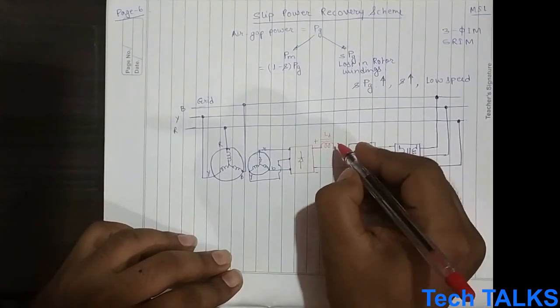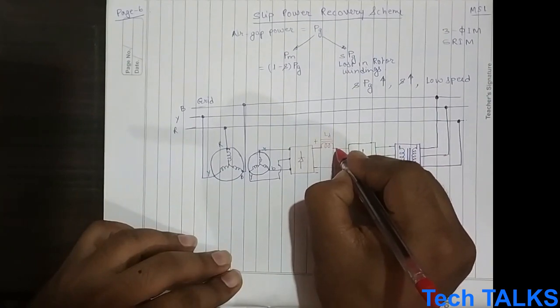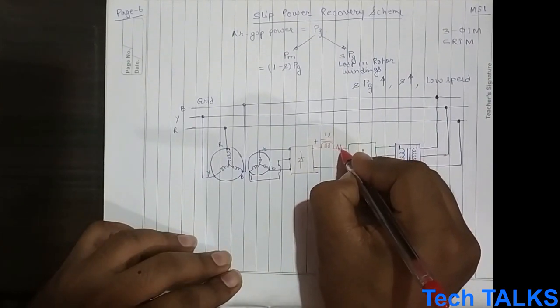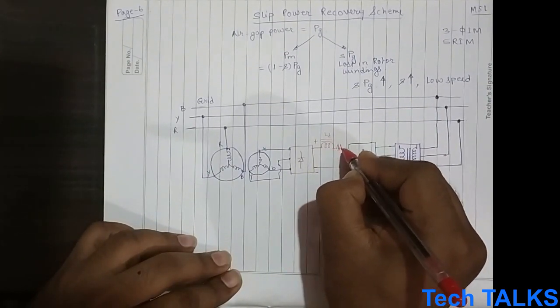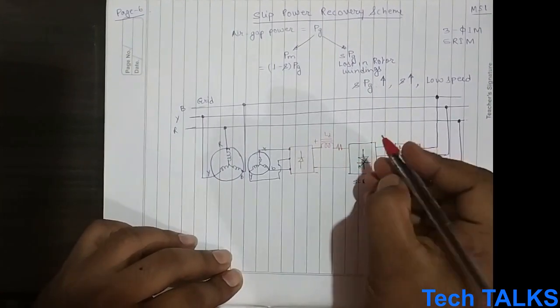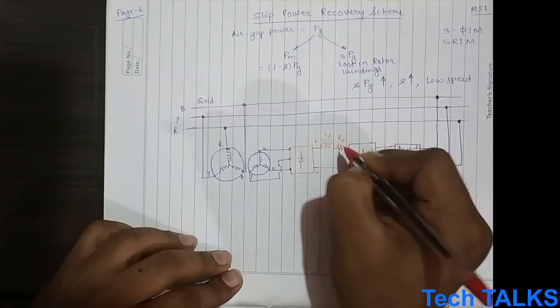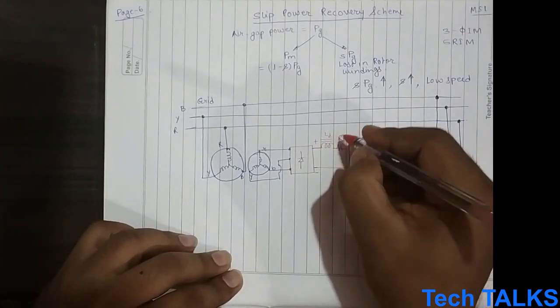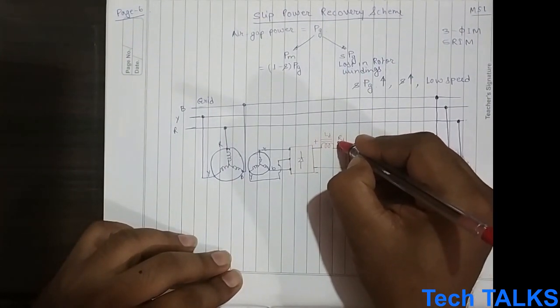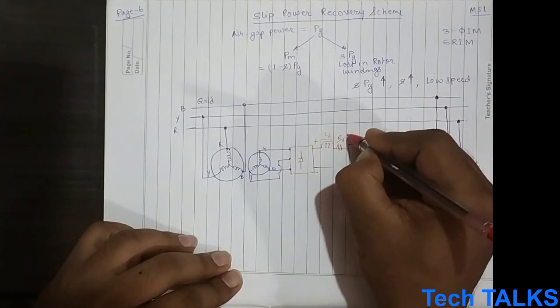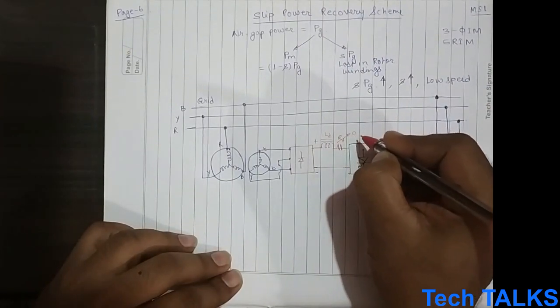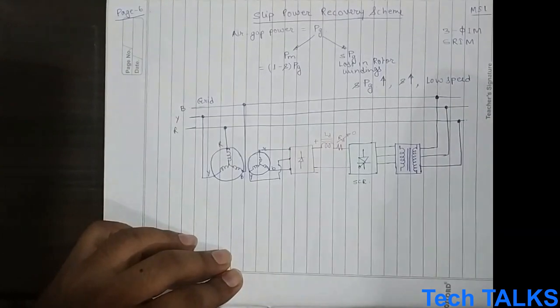Okay. A resistance is also added over here, RD, but this is of negligible value. Remember that this resistor is of negligible value, almost equal to 0.